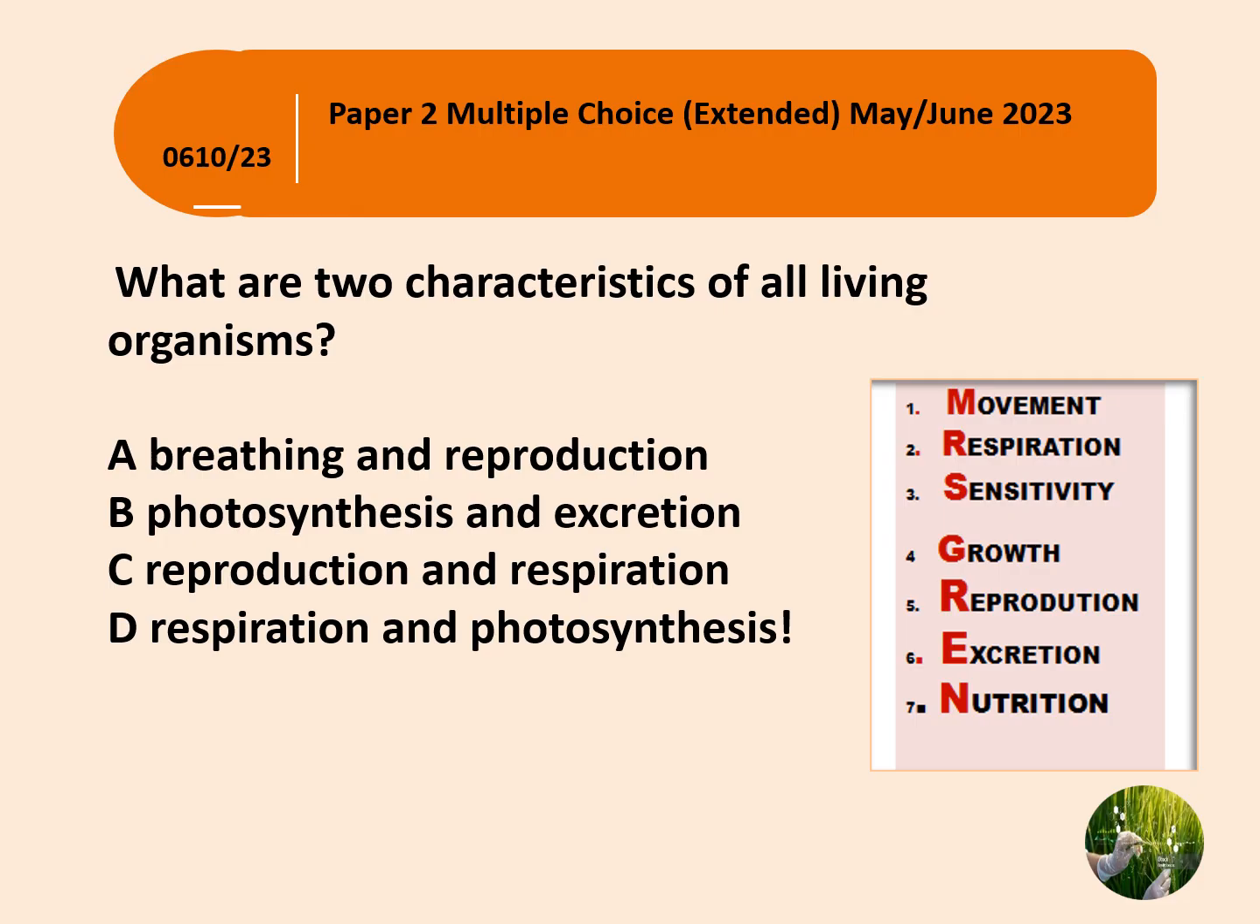excretion and nutrition. So C is the correct answer. Next multiple choice question. What are 2 characteristics of all living organisms? Again we have to refer to Mrs Gren. A, breathing and reproduction. B, photosynthesis and excretion. C, reproduction and respiration. D, respiration and photosynthesis. So the life processes, C, reproduction and respiration. Correct answer is C.